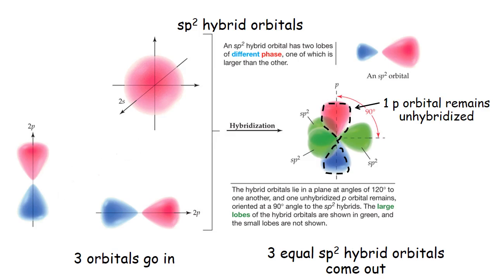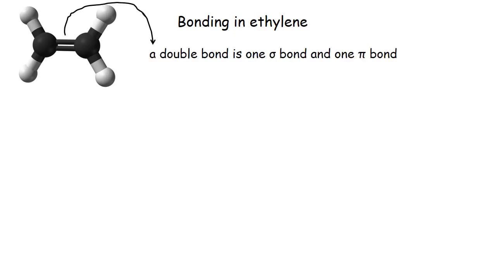Okay, so we're going to move on and talk about the bonds that these form on this next slide. Ethylene is the molecule shown here. The 2 black spheres are carbon atoms. Each carbon atom has 2 attached, singly bonded hydrogens, and then the carbon atoms are doubly bonded to each other. So that's a double bond between the 2 carbons. Double bonds mean that you have 1 sigma bond and 1 pi bond. We haven't talked about pi bonding yet. It's a little bit different than sigma bonding.